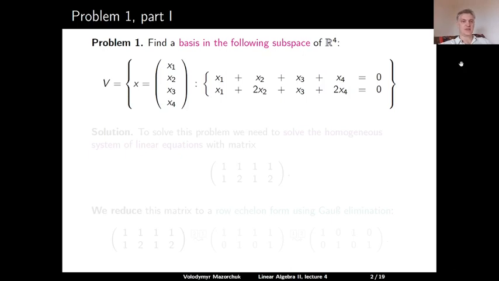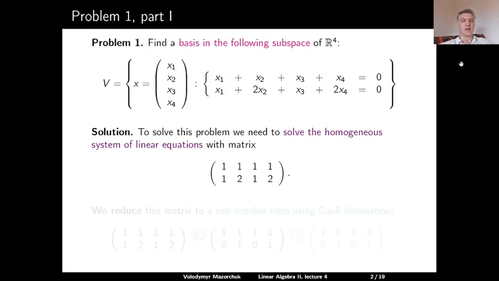So the subspace V consists of all vectors x with coordinates x1, x2, x3, and x4, which satisfy the following system of linear equations. The first equation is x1 + x2 + x3 + x4 = 0. And the second equation is x1 + 2x2 + x3 + 2x4 = 0.